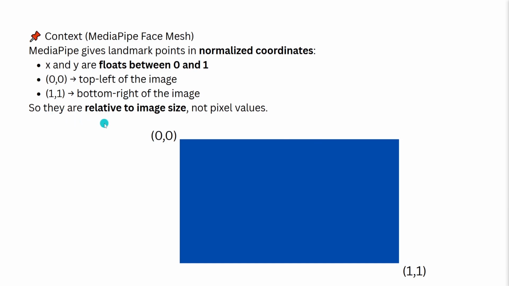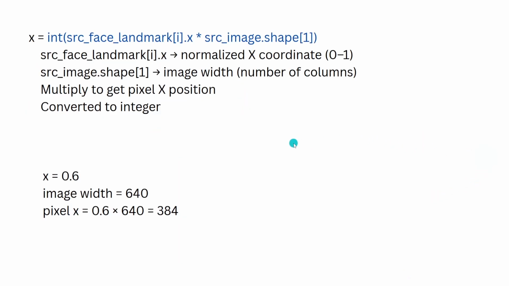So they are relative to the image size, not pixel values. So whatever image size we use, it's not going to matter. It's going to scale the value between 0 and 1. Now we need to convert them into pixel points. In our case, I would like to go with the x-axis. As you can see here, I type source face landmark dot x. It's going to give the normalized x coordinate, between 0 and 1.